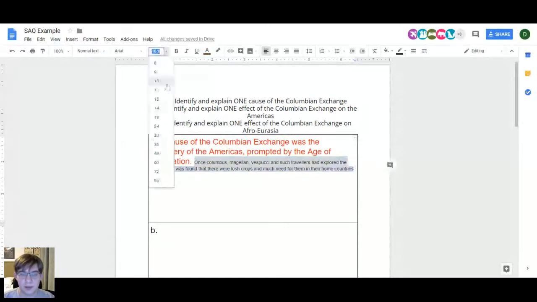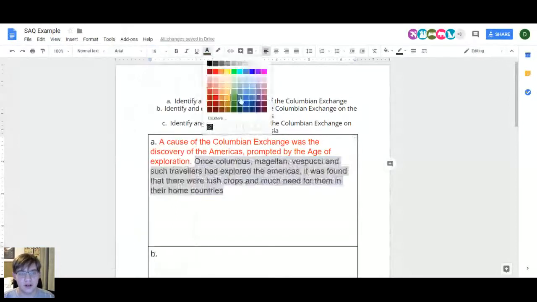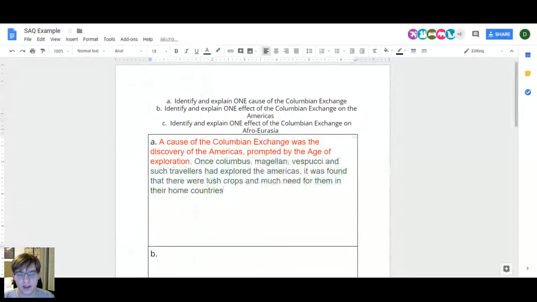All right, let me just drop this. So now let's start tweaking this to make it a suitable answer. What's wrong with it is that it's saying once Columbus, Magellan, Vespucci, and other travelers had explored the Americas. So first of all, capital letters. No, it doesn't matter. Basically, you could say prior to the arrival. That's actually your explanation. That's a perfect explanation. You could say either of these, so I'll paste that in there. So now here we go.